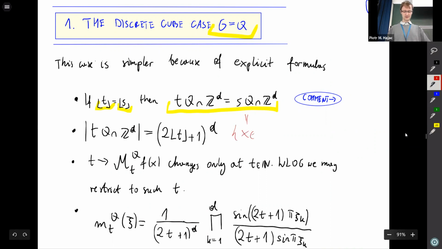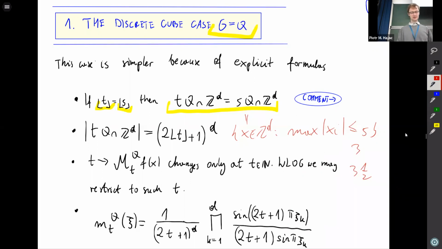those x's in Z^d such that the maximum coordinate x_i is smaller than s. But x's are from Z^d, which means that each coordinate is an integer. So for an integer, it only matters if these quantities here are integers to really distinguish anything. So for example, if we had here 3, it would be the same as if we had here 3 and 1/2, because an integer is smaller than 3 only if it's smaller than 7/2. So for the integers, it only matters if the t's or s's are integers.